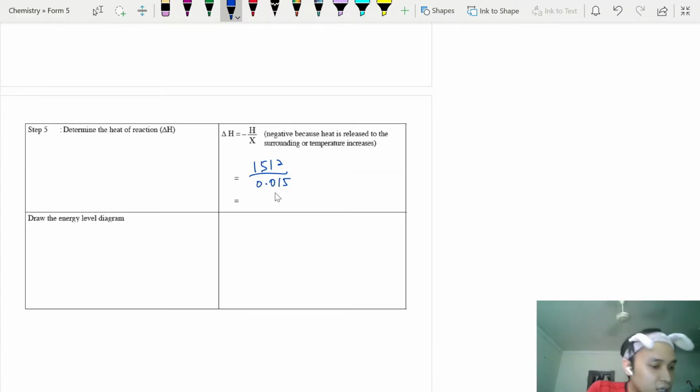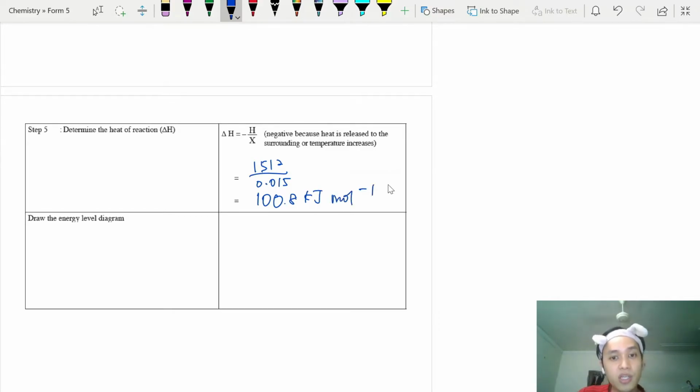So we are going to get 512 divided by 0.015. If you use a calculator and calculate, you get 100,000. So I'm going to convert into kilojoules. So 100.8 kilojoules per mole. Okay, your unit is kilojoules per mole. Don't forget to add the sign at the front.